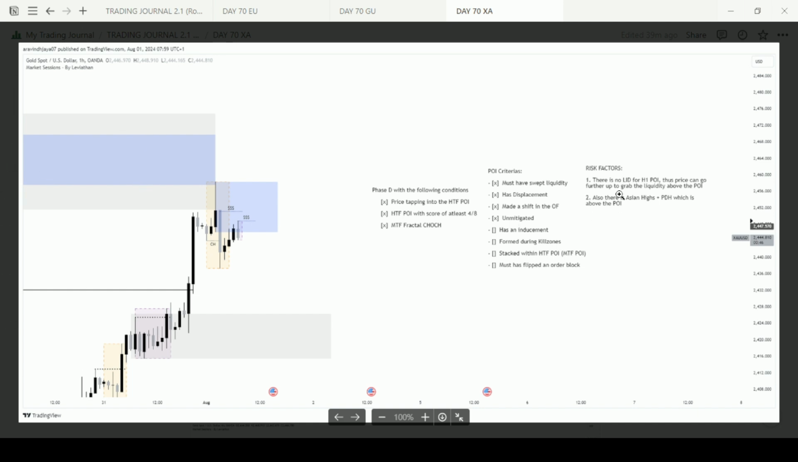So what are the risk factors? There is no lid for the H1 POI, thus price can go further up to grab the liquidity above the POI. Okay, yeah, price took this liquidity and then pushed down, but there is no inducement for it. That's why I was waiting for the pullback inducement. If there is a pullback inducement, fine, that would be great. Also, there are Asian highs and the previous high, which is above the POI. So one more risk factor is that there is an Asian high there, and this is also the previous high. So a ton of liquidity is there above the POI, but I don't care. As long as my pullback inducement is done, I'll be entering the trade because this is a high probability setup.